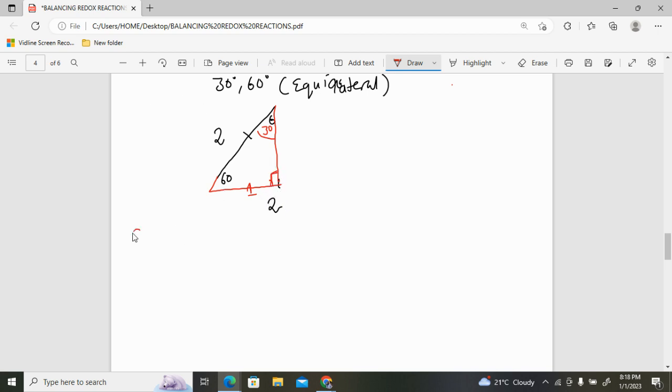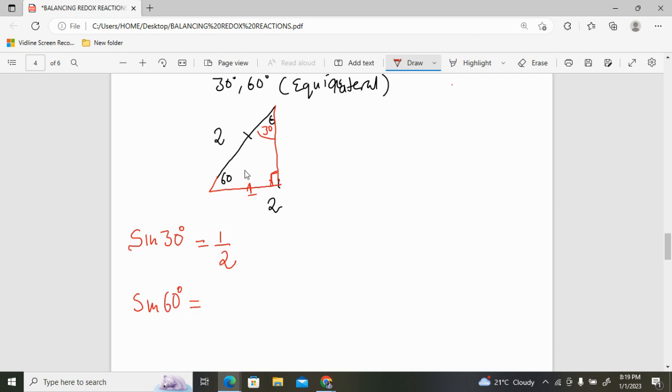So from here, we can work out what will be sine of 30 degrees. Sine is given by what? Opposite over hypotenuse. Opposite is 1, hypotenuse is 2. So sine of 30 is 1 over 2. What of sine of 60?